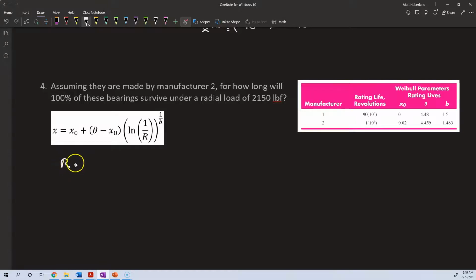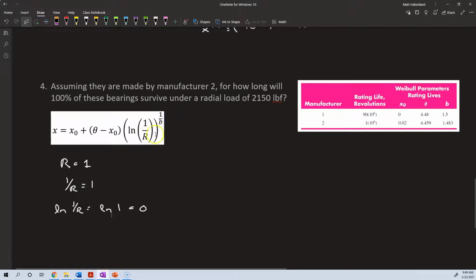So the reliability is equal to 100%, that's equal to 1. So that means this 1 over R is going to equal 1, and this logarithm of 1 over R is the logarithm of 1. Remember that the logarithm is, basically, log base e is implicit: e to the whatever is on the right-hand side equals our answer, which is 1. E to what equals 1? E to the 0 is equal to 1. So 0 is our answer here. So this whole term is 0.